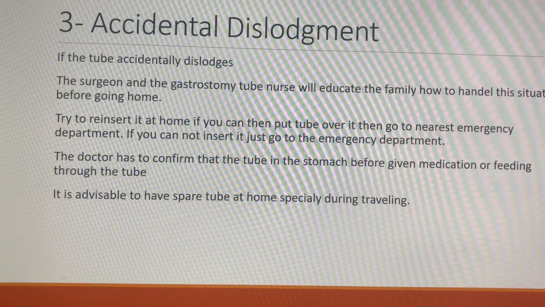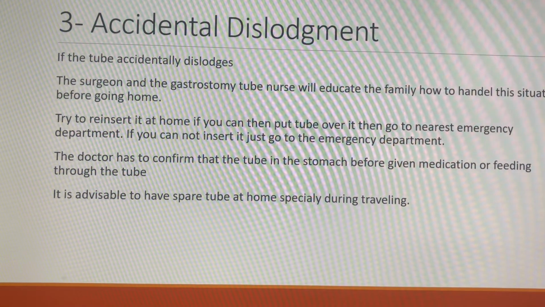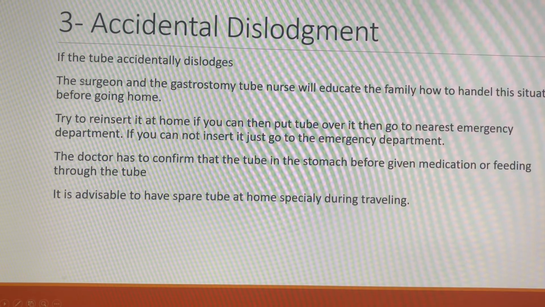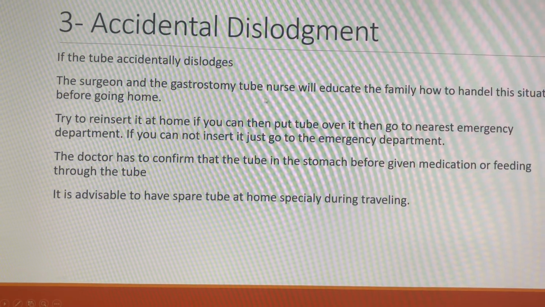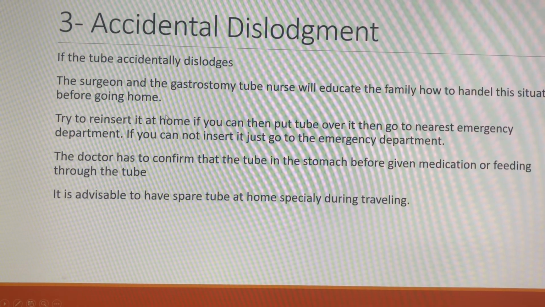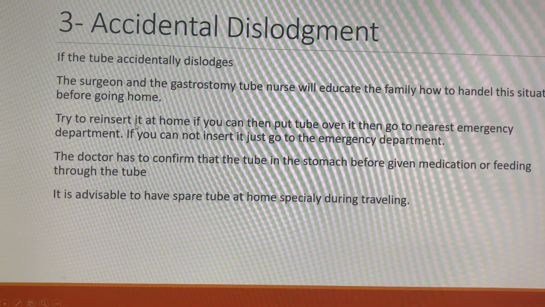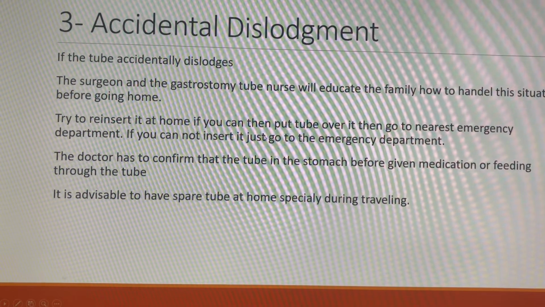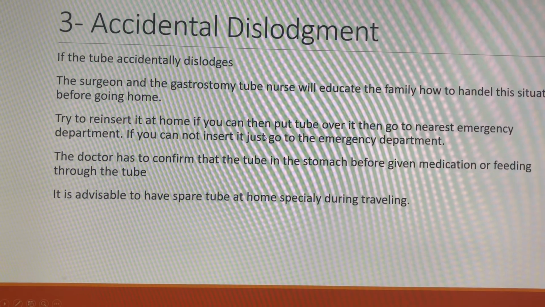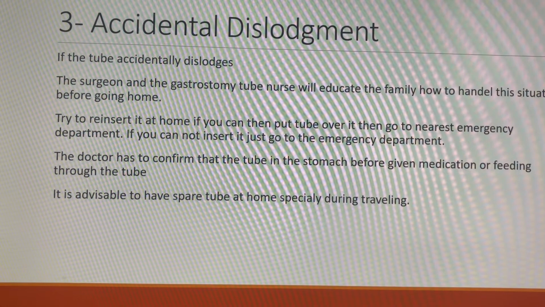The third most common complication is accidental dislodgement. What we mean by dislodgement is that the tube comes out from its place. Usually the surgeon and the gastrostomy tube nurse will educate the family on how to handle the situation before going home. If it happens, then the family will try to reinsert it in its place, tape it, and go to the nearest emergency department. If they cannot reinsert it, they should just go to the nearest emergency department and bring the tube with them so the staff know what size and what type of tube to reinsert.